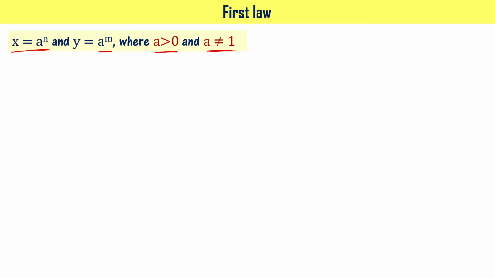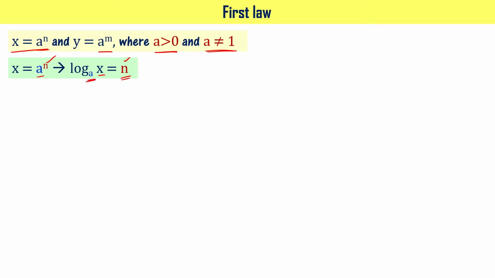Let us now learn about laws of logarithms. The first law: let us consider x equal to a power n and y equal to a power m, where a is greater than 0 and a is not equal to 1. When you have x equal to a power n, we can express this in the form of logarithms, right? That can be written now as log of x to the base a equal to n, right? Log of x to the base a equal to n.